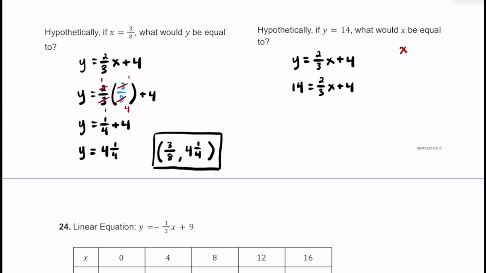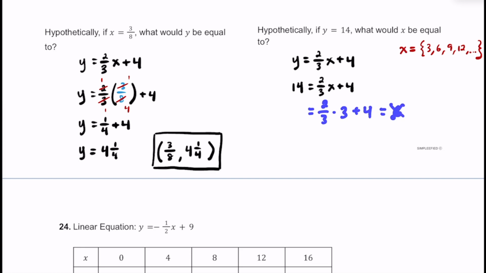Well, we should try maybe some multiples of 3 because we'd like the fractions to cross cancel. So maybe we can think that x could possibly be something like 3 or 6 or 9 or 12, something along the lines of that, right? So we can go ahead and give some of these a try. But if we go ahead and say that it's going to be 2/3 times 3, right? Well, 2/3 of 3 is just going to be 2, and then 2 plus 4, that's going to equal 6.